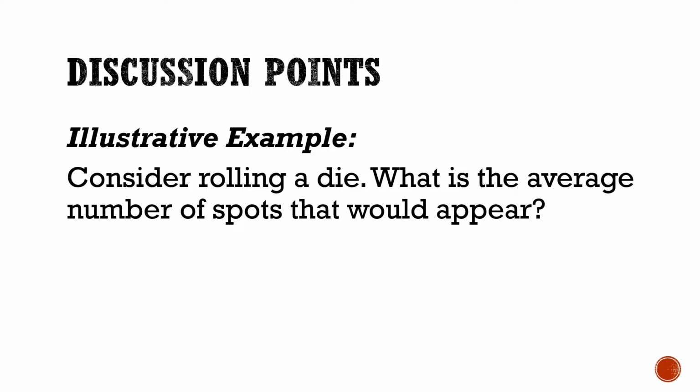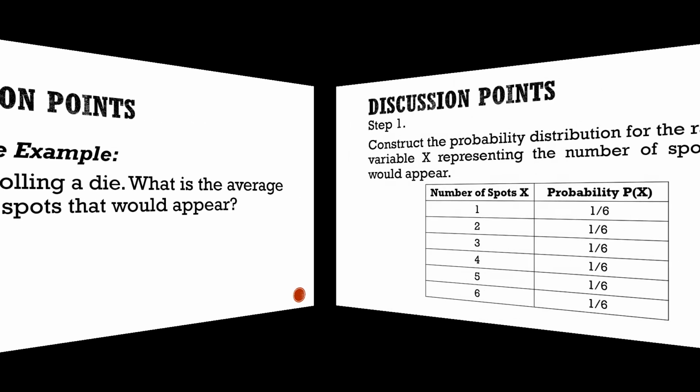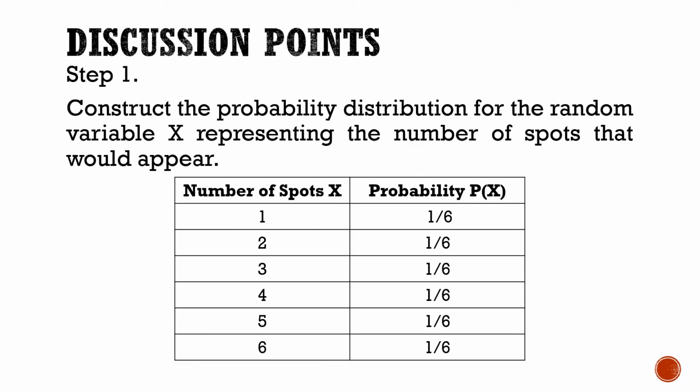For our discussion points, our illustrative example: considering rolling a die, what is the average number of spots that would appear? As part of the continuation of your discussion points, let's deal with step number 1. We need to construct the probability distribution for the random variable x, representing the number of spots that would appear. So we're using the variable x to represent the number of spots that would appear.